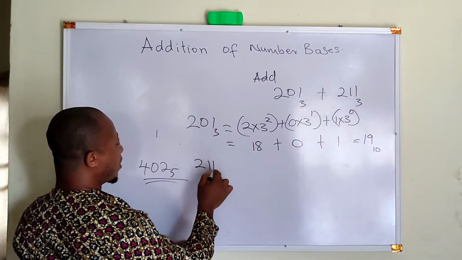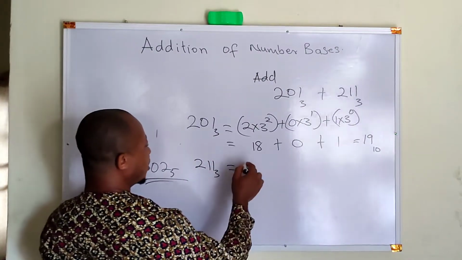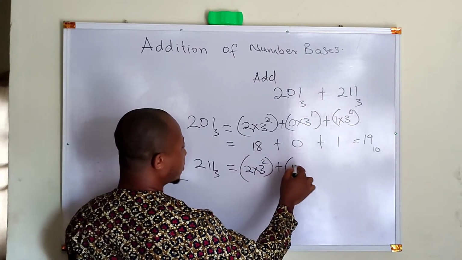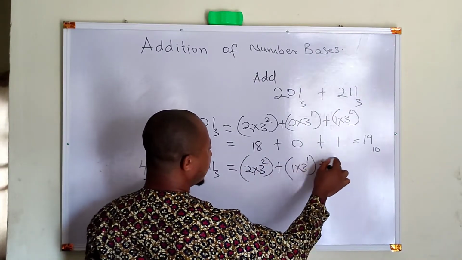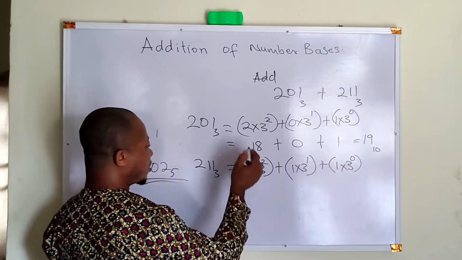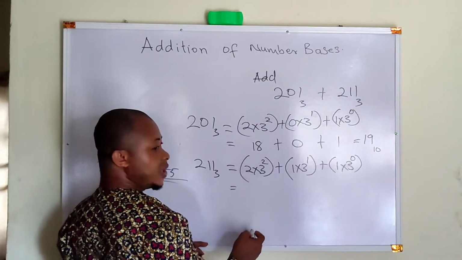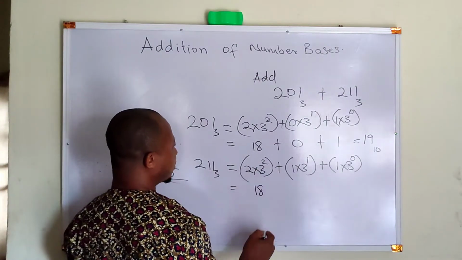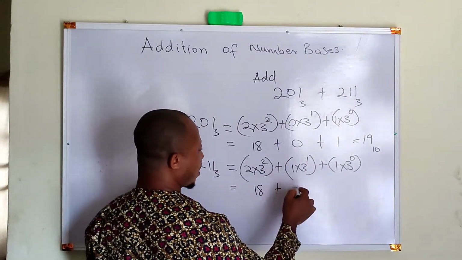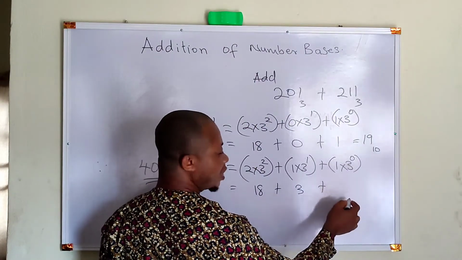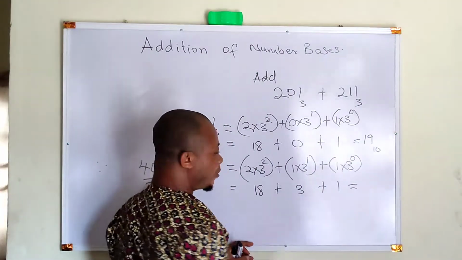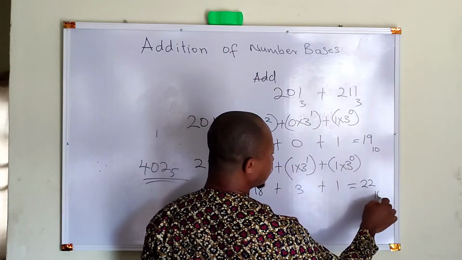We have 211 base 3. Convert it to base 10. It's going to give you 2 times 3 raised to power 2 plus 1 times 3 raised to power 1 plus 1 times 3 raised to power 0. Okay? Now, let's simplify further. 3 raised to power 2 is 9. 9 times 2 is 18. Okay? Plus 3 raised to power 1 is 3. 3 times 1 is 3. Plus 3 raised to power 0 is 1. 1 times 1 is 1. Now, let's add up. 18 plus 3 will give us 21. 21 plus 1 will give us 22 in base 10.